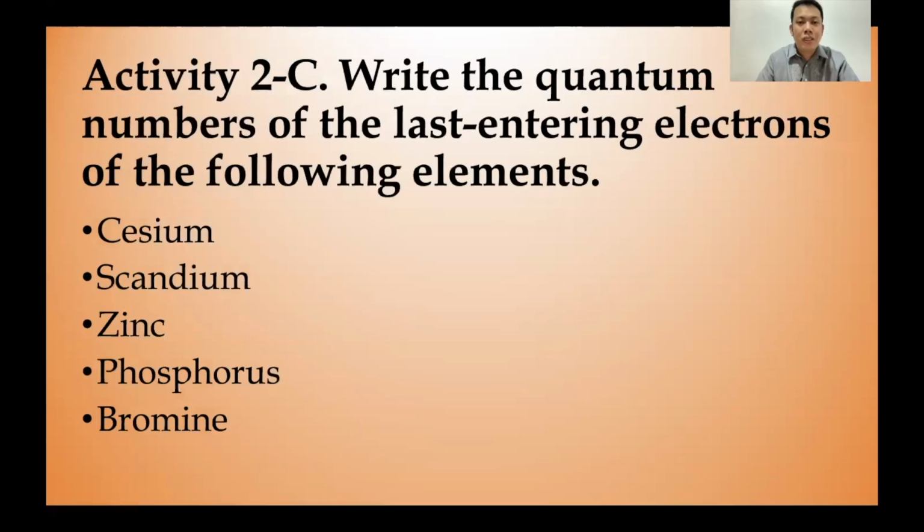Dali lang. Now, for activity 2C, this will be the last activity for this video, which you can use in practicing with all the contents or concepts that you have learned from this video. I want you to write the quantum numbers of the last entering electrons of the following elements: cesium, scandium, zinc, phosphorus, and bromine. Okay?